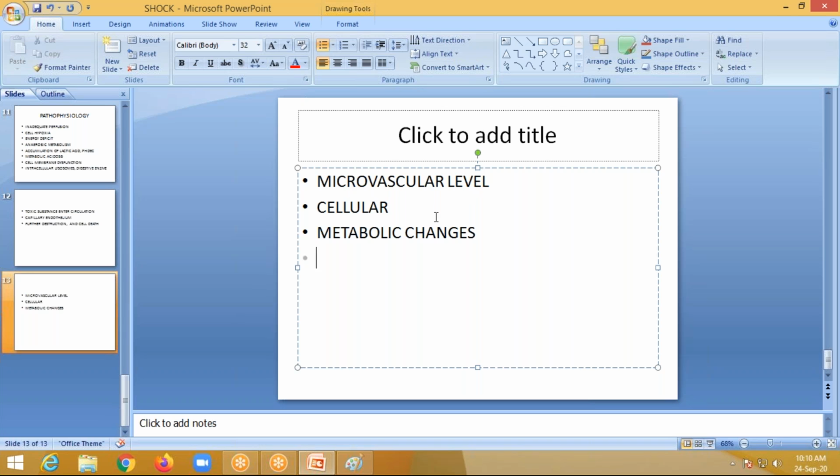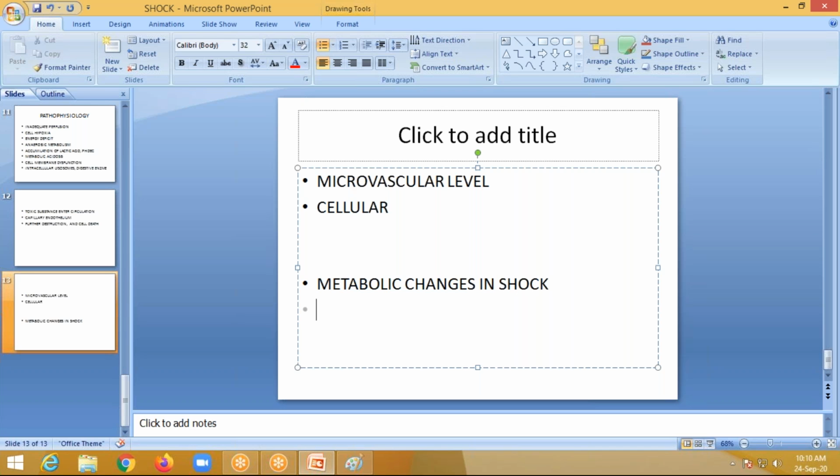Metabolic changes. It is different from the changes in shock. It is metabolic changes at different components level. Like in carbohydrate metabolism. Carbohydrate is one of the important components of your body's energy system. At the carbohydrate level, shock is divided again into two types: compensated shock and decompensated shock.